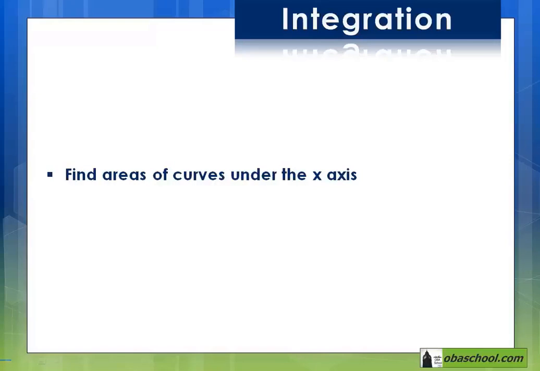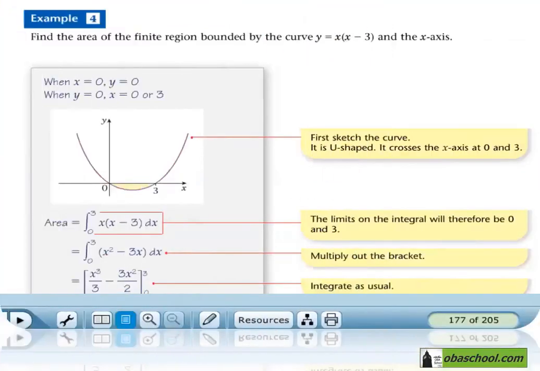We are going to talk about finding areas of curves under the x-axis. In the previous tutorial, we solved this example. We had to find the area of the shaded region, which was under the x-axis. We used the definite integration and we obtained a negative value. However, we said that the area should always be positive, so we took the positive value and we said that it is the area.